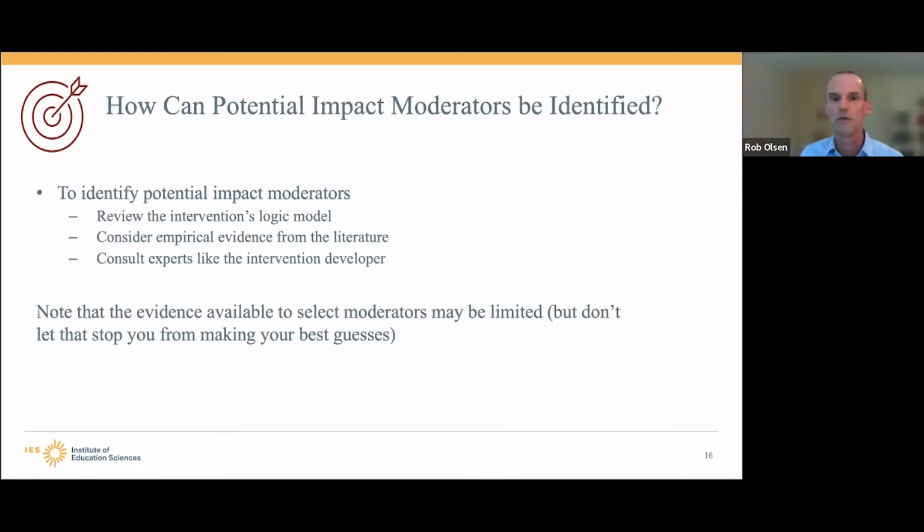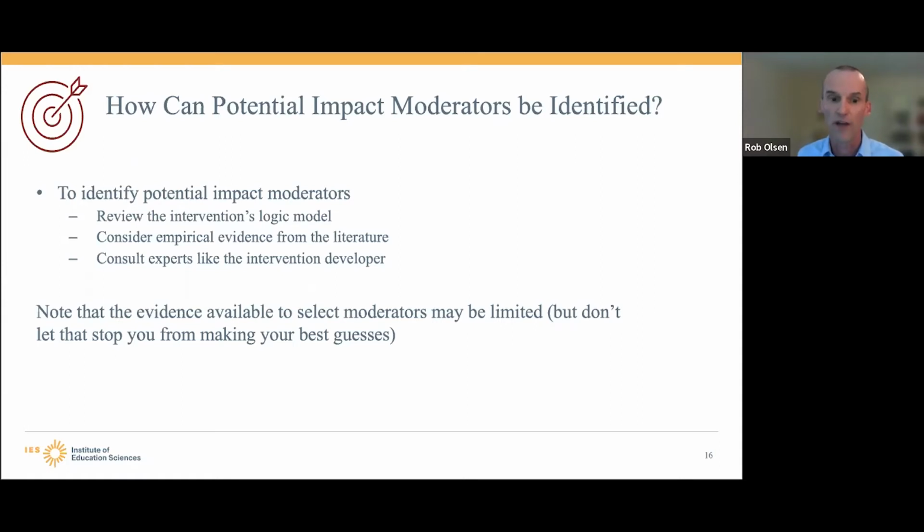So how can potential impact moderators be identified? Anyone who's conducted an impact study knows we never begin impact studies knowing with confidence all of the factors that influence the impact of the intervention. So to identify potential impact moderators, we suggest that you first review the intervention's logic model. The logic model should indicate the mechanism through which the intervention is expected to influence outcomes. These mechanisms may shed light on the types of students or schools for which the intervention may be most effective.